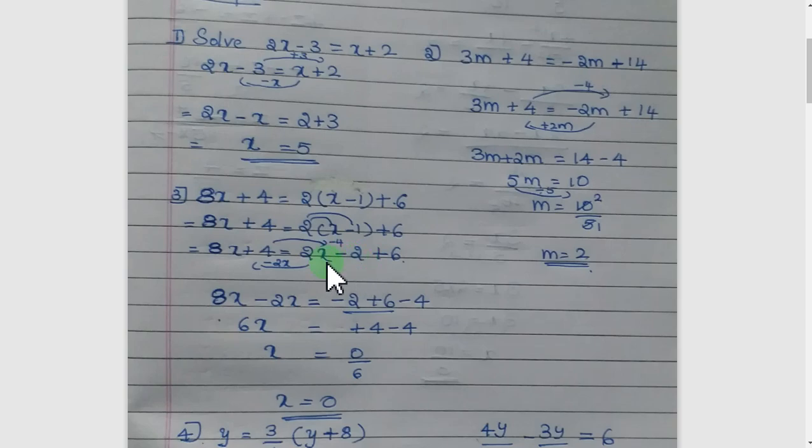Now we will take the variable to the other side: minus 2x you take to the other side, plus 4 you take to the right hand side. So 8x minus 2x is equal to, minus 2 is there on the right hand side, that you write first, plus 6 also is there on the right hand side, that you write first, then plus 4 becomes minus 4. Now 8 minus 2 is 6x is equal to minus 2.